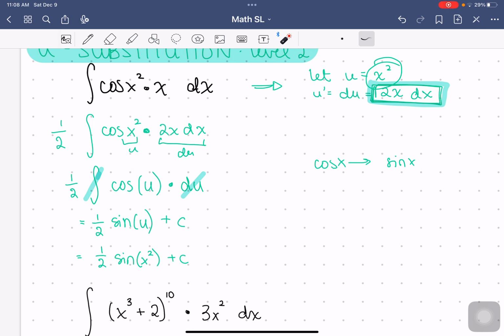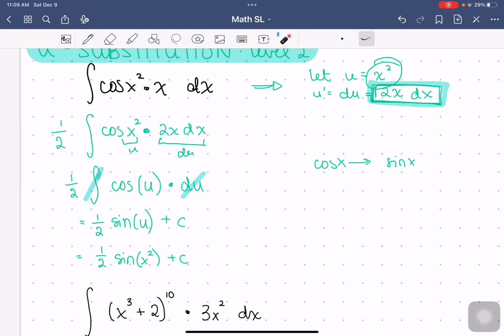And after we did that, we found out that to have our complete integral, we need to multiply this by half and this by 2. We need to multiply by half to cancel out the 2. So we multiplied by half and 2, and then we were able to replace this as du. After doing that, we were able to cancel out the integral sign and the du, and we were left with, when we integrated the cosine, it integrates into sine.